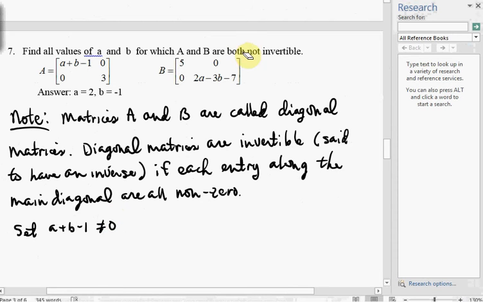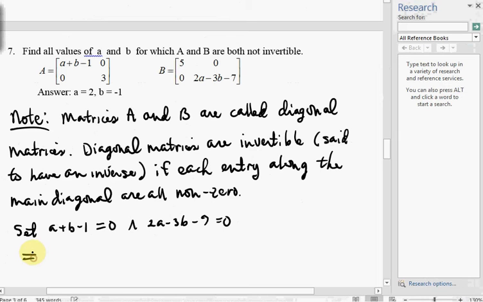Well, it says that both are non-invertible, so we're going to set them equal to 0. The sum, a plus b minus 1, equal to 0, and 2a minus 3b minus 7 equal to 0. If I have a 0 on the main diagonal, if it's a diagonal matrix, then that matrix is not invertible. And if we solve for little a and b, find those numbers, then the matrices are not invertible.